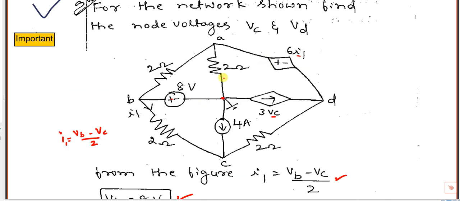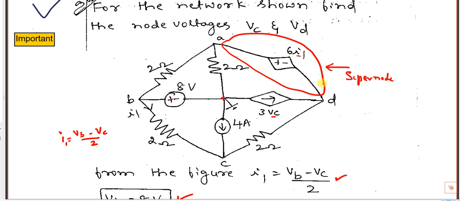And there is a voltage source present between A and D. If there is a voltage source present between A and D, I cannot apply KCL for node A, and I cannot apply KCL for node D. So the solution is to form these two nodes into a super node. And we can directly write one equation.